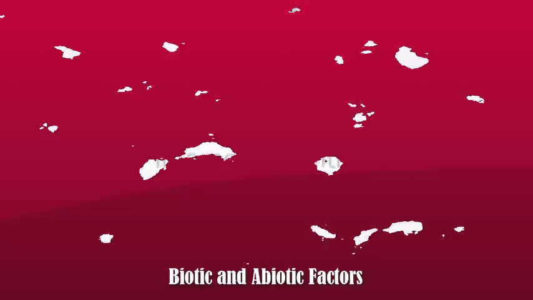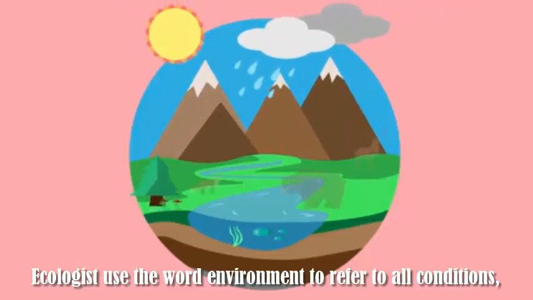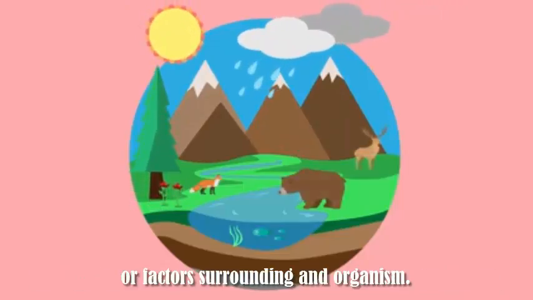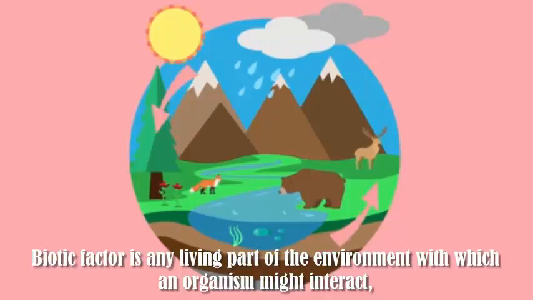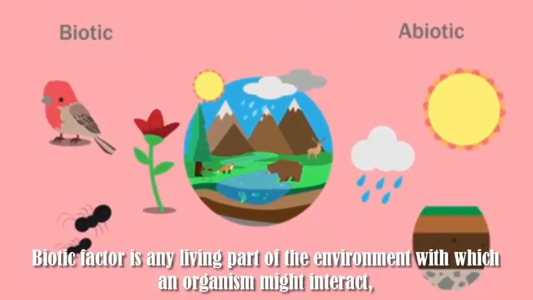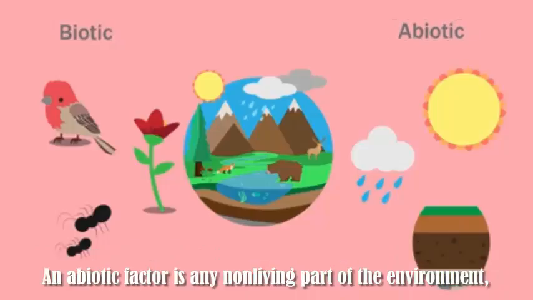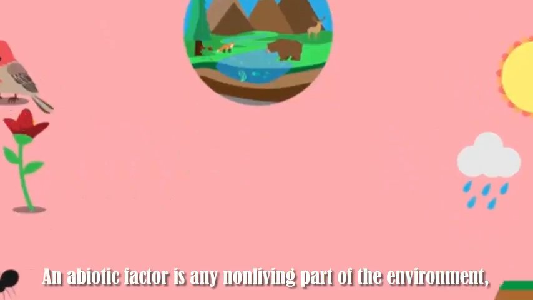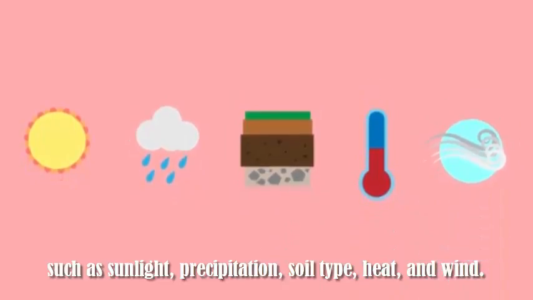Biotic and abiotic factors. Ecologists use the word environment to refer to all the conditions or factors surrounding an organism. Environmental conditions include biotic factors and abiotic factors. A biotic factor is any living part of the environment with which an organism might interact, including animals, plants, mushrooms, and bacteria. An abiotic factor is any non-living part of the environment, such as sunlight, precipitation, soil type, heat, and wind.